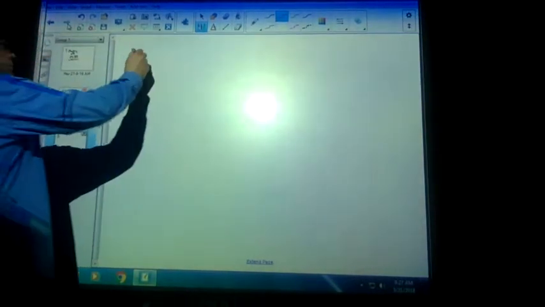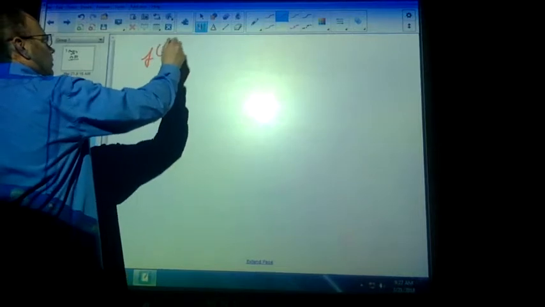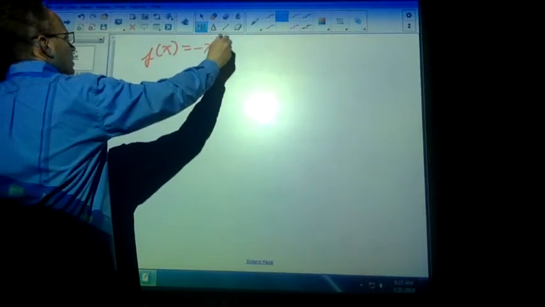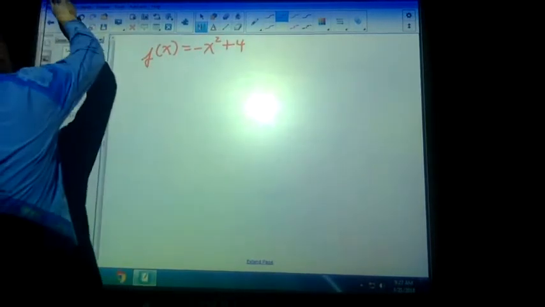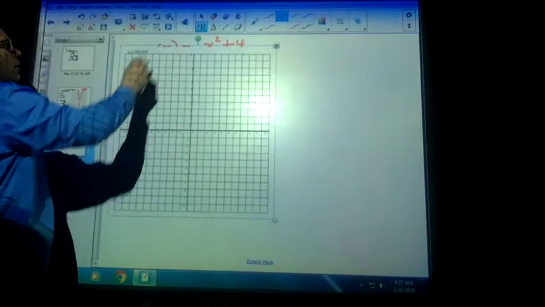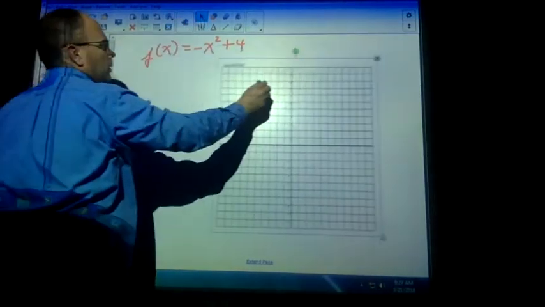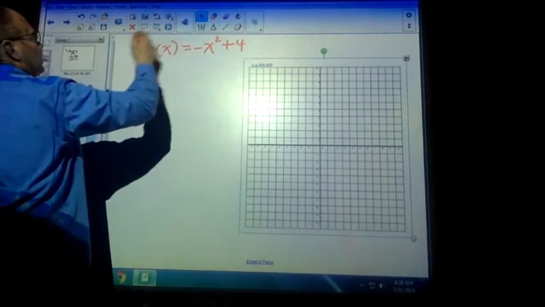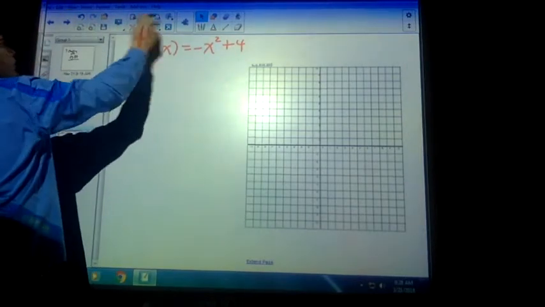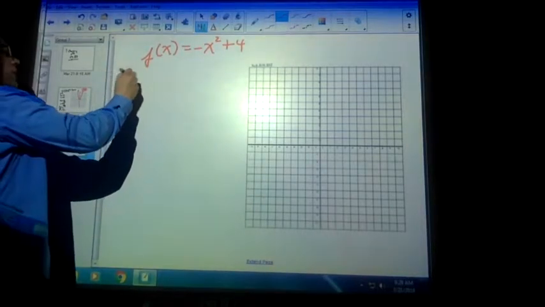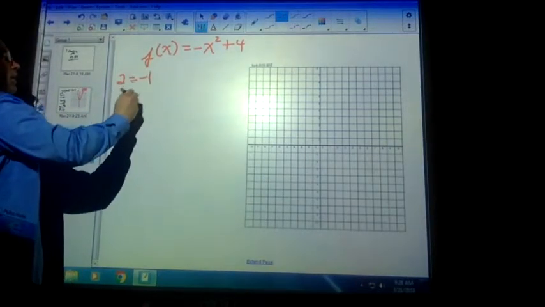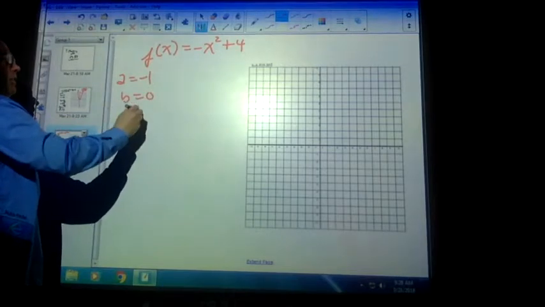f of x equals negative x squared plus 4. Okay. All right. So am I missing a value up there? If so, which one? The B value is gone. So my A value is negative 1, my b value is not there, and my c value is 4.